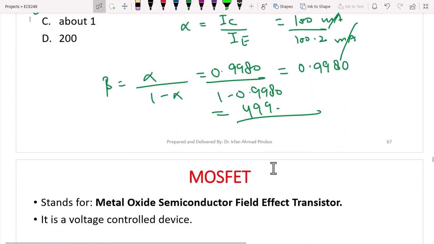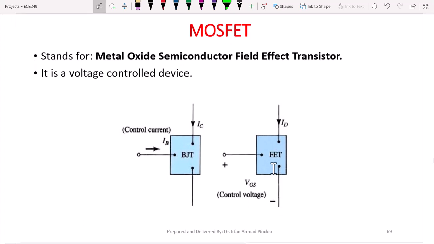So students, we will be stopping over here. I will be covering the MOSFET and the op-amp in part 2 of this video.